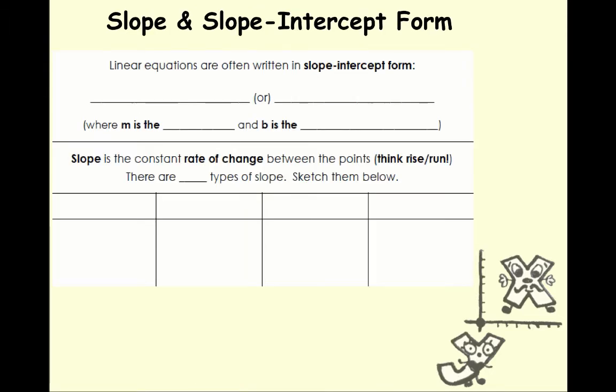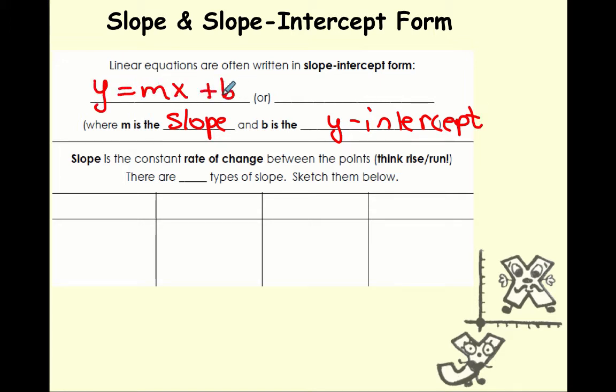Okay, so now let's take a minute to talk about slope, and then slope-intercept form as well. When we're writing linear equations, we often write them in slope-intercept form. We use m for slope and b for y-intercept, so we have y equals mx plus b. I don't really use any other forms, so I'm going to ignore that.